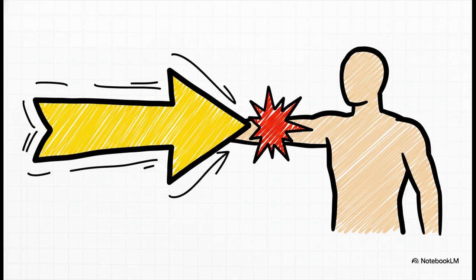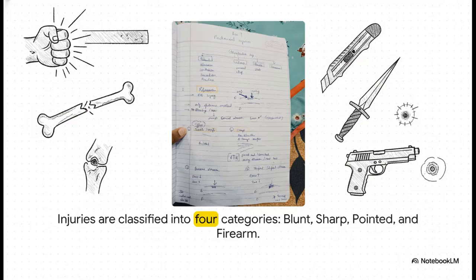Okay, so first things first, what are we even talking about here? A mechanical injury is, at its simplest, just physical harm that happens when some kind of external force gets applied to the body. It's pretty much the most fundamental type of injury out there. Now, our source material breaks this down for us really nicely. Basically, all mechanical injuries fall into one of four main buckets.